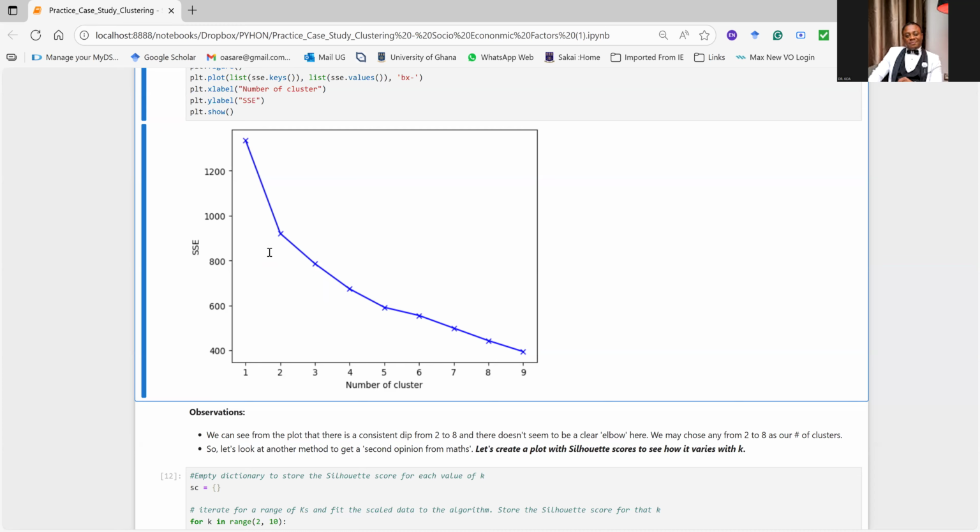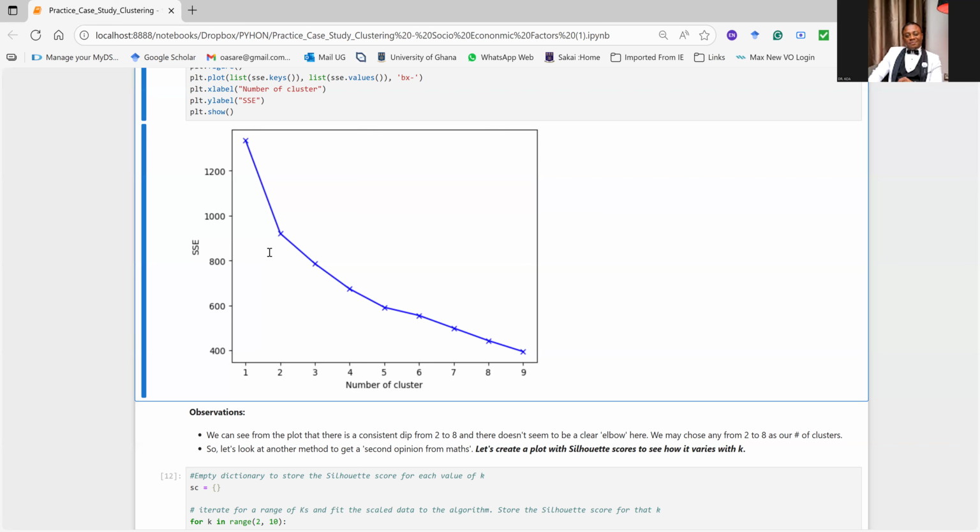And so that means that you're going to do a lot of clustering for 2, for 3, for 4, and things like that. So this probably didn't help us much. So we need to look for another opinion. Okay? You need to get a second opinion from mathematics. And instead of using the SSE, let's go and use the silhouette score. The silhouette score is also used to check the number of clusters to use.